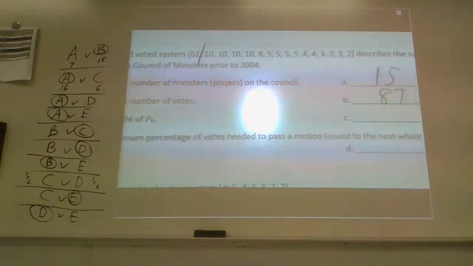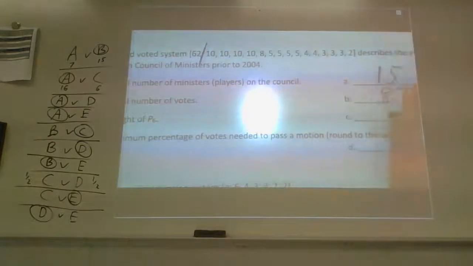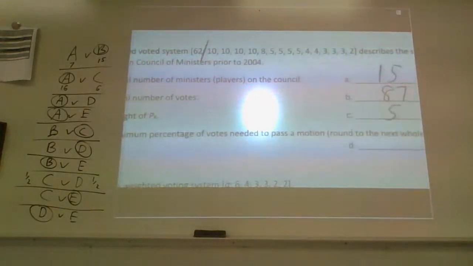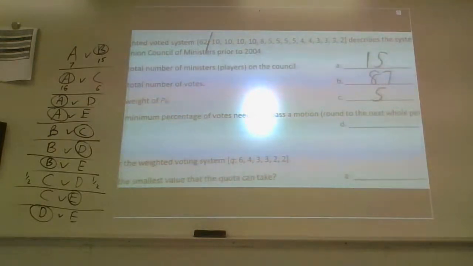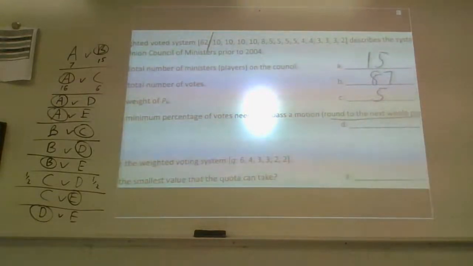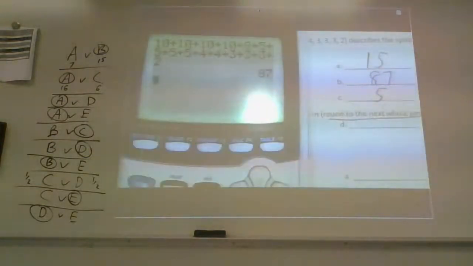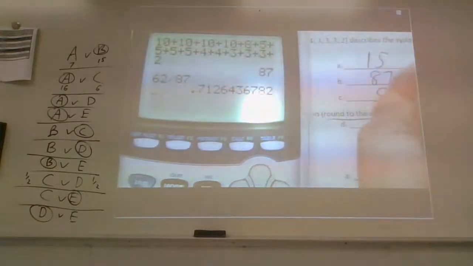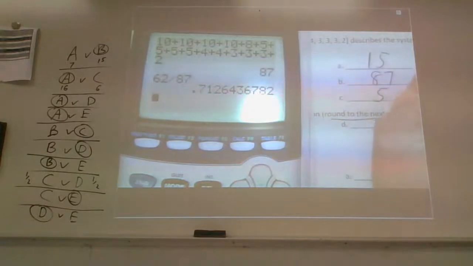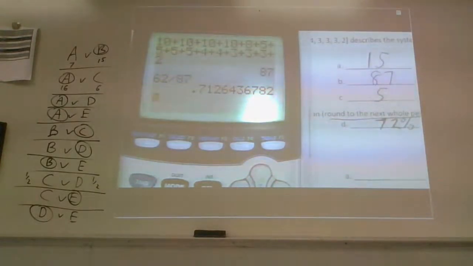Find the weight of player 6. Well, 1, 2, 3, 4, 5, 6. Player 6 has a weight of 5 votes. Usually you list them in that particular order, player 1, player 2, etc. Find the minimum percentage of votes needed to pass a motion, rounded to the next whole percent. Well, if there are 62 votes needed out of 87 total votes, they want you to round to the next whole percent, meaning 72%. Technically it would round down to 71, but they wanted you to round to the next whole percent. That would be 72% right there.